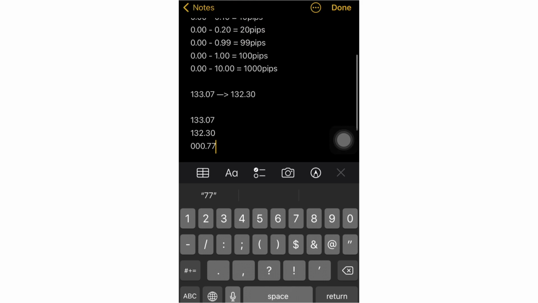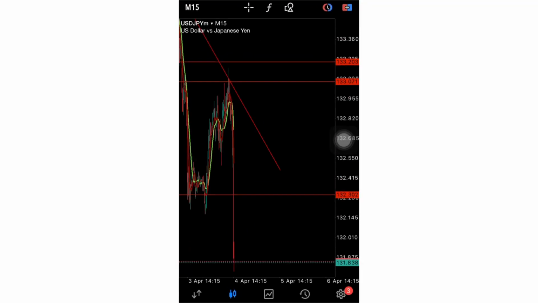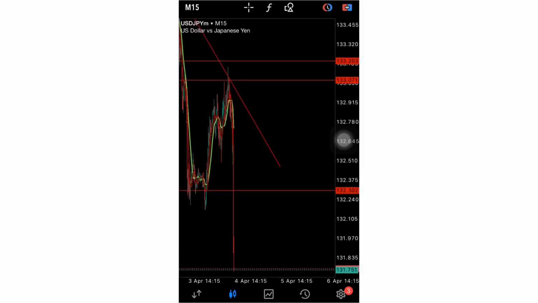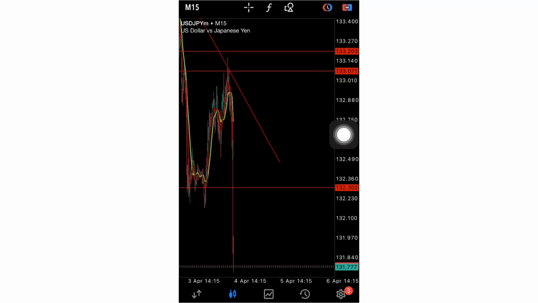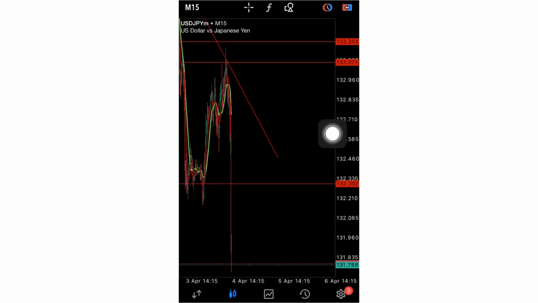So we explained all this, right? I showed you how 1,000 pips look like. So this is literally 77 pips. Let's just represent it with 10, right? This is 77 pips movement, right? So it means that from this place to this place is 77 pips movement.